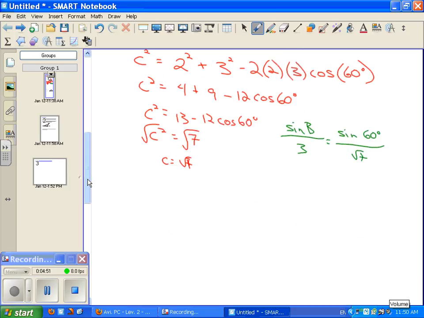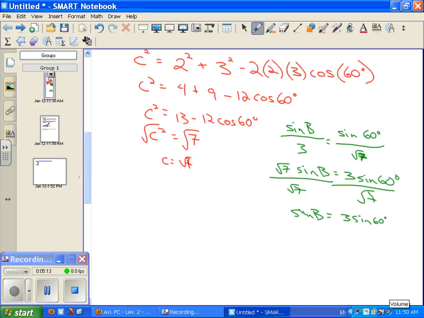So when I cross multiply, I'm going to get square root of 7 sine of B equals 3 sine of 60 degrees. Divide both sides by square root of 7. So I'm going to get the sine of b equals 3 sine of 60 over the square root of 7. Then what? How do you get b by itself? You inverse sine both sides. So b is going to come out to be approximately whatever that turns out to be.